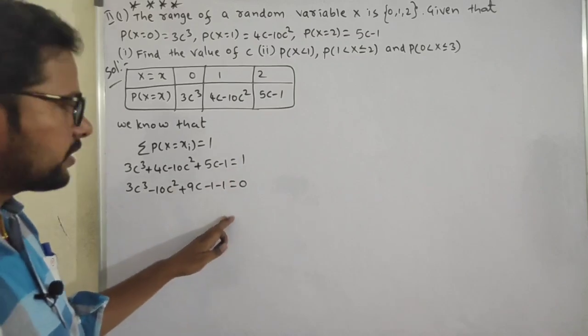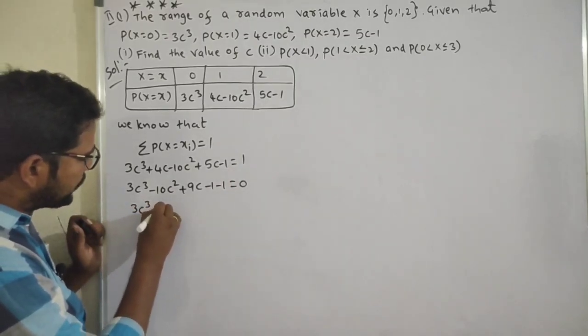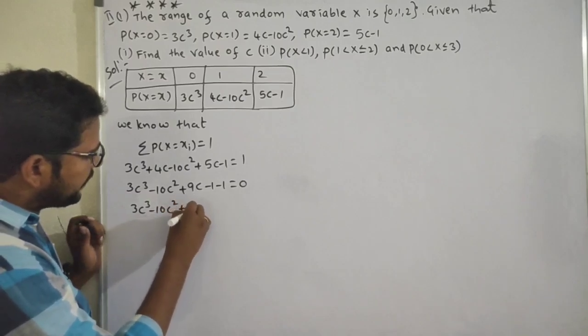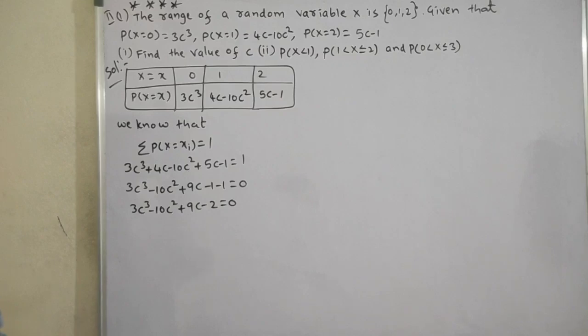-1 is equal to 0. 3c power 3 minus 10c square plus 9c minus 2 is equal to 0. Now we have to find c value by using Horner's method.